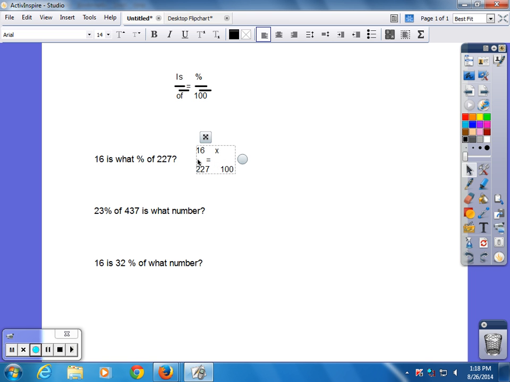Then cross multiply, you're going to get 227x equals 1600. Somebody take out your calculator and tell me what that turns out to be. X is equal to 7.048, which is 7.05. And that's your answer. 16 is 7% of 227. And you feel good about yourself.